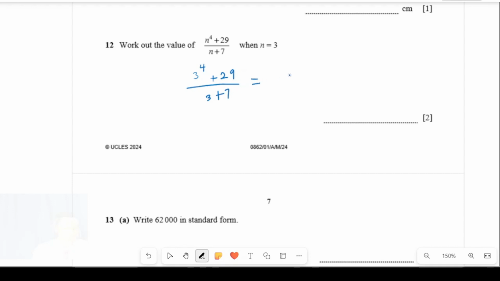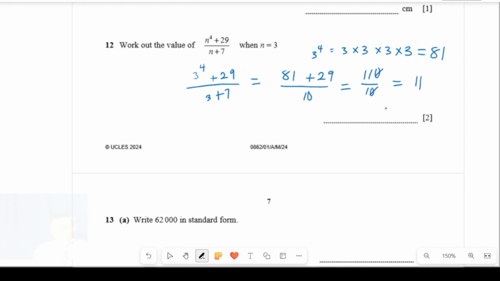So 3 raised to power 4 is the same thing as 3 times 3, 9, times 3, 27, times 3. That is equal to 81. So this is going to be 81 plus 29 divided by 10. So this is one of the easiest questions. So your answer is going to be 110 divided by 10. So the 0 will take care of 0. So answer is 11.